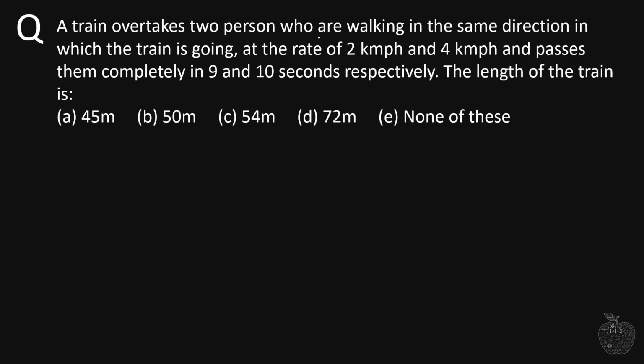A train overtakes two persons who are walking in the same direction in which the train is going at the rate of 2 kilometers per hour and 4 kilometers per hour and passes them completely in 9 and 10 seconds respectively. The length of the train is.